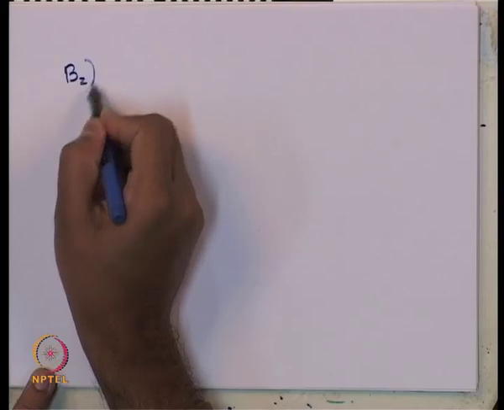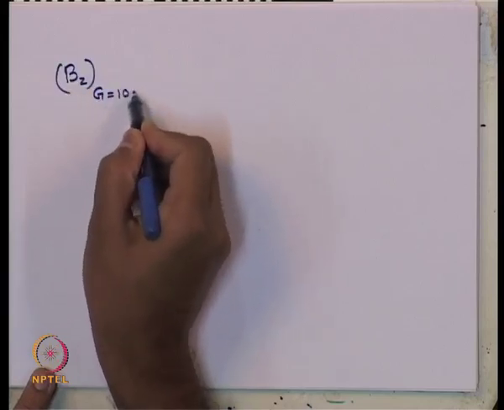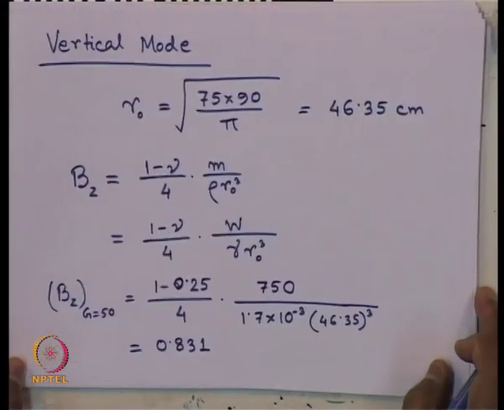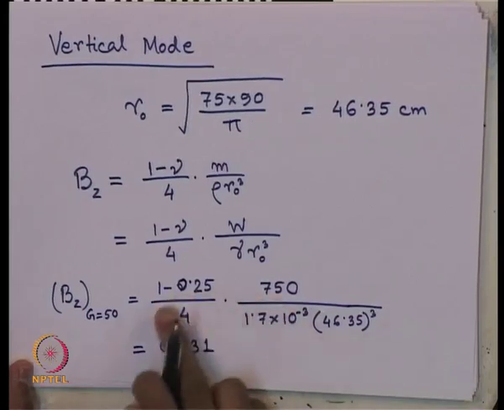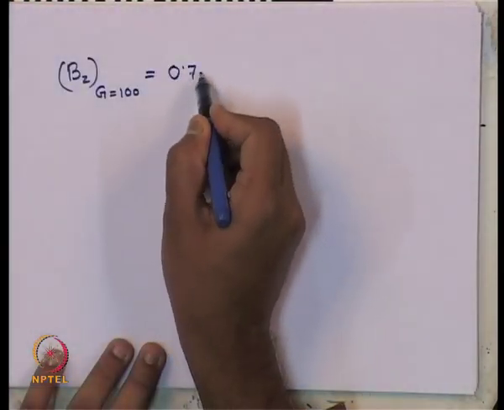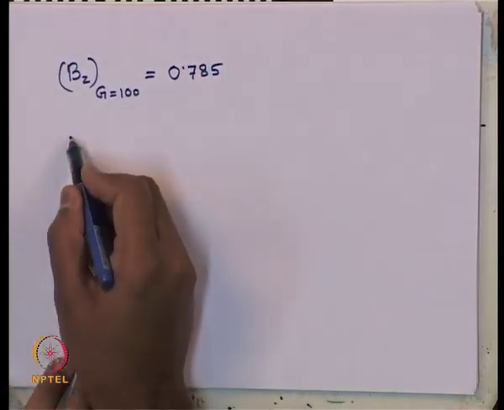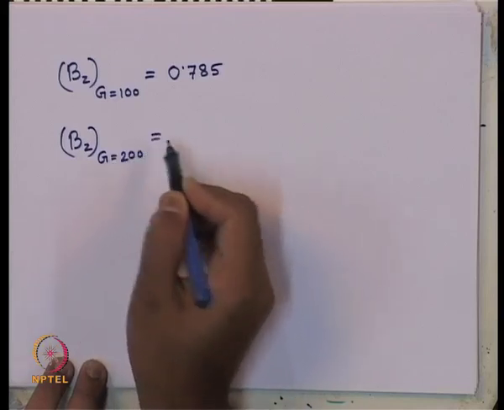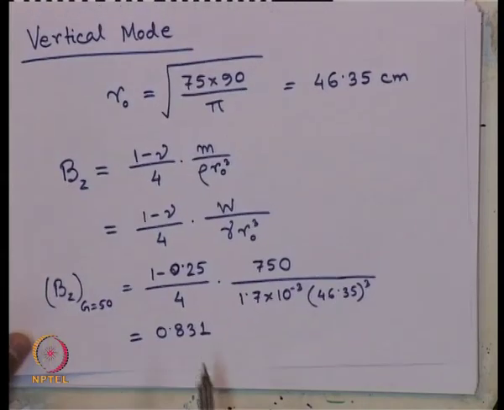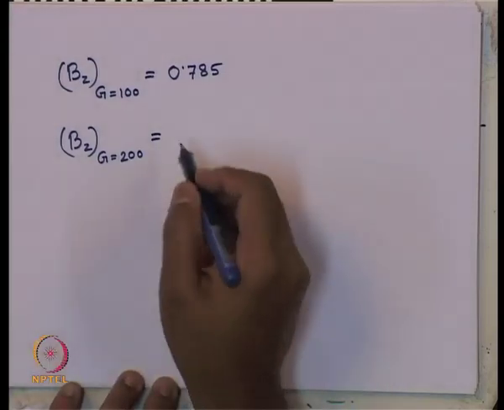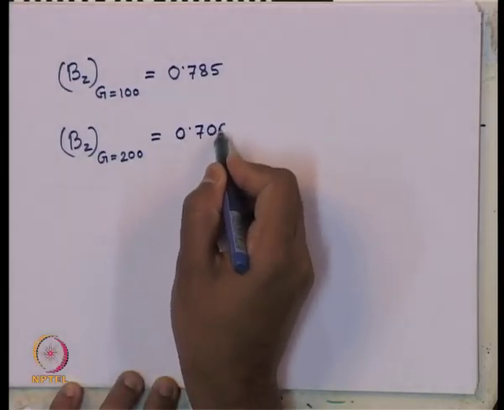Now, next 2 other types of soil. For Bz with G equals to 100, we need to change which value? This will become 1.8, all other values remain same. So, if we calculate, it is coming 0.785, and Bz with G equals to 200. For that, in this expression this value will change to 2, hence the value is coming 0.706.